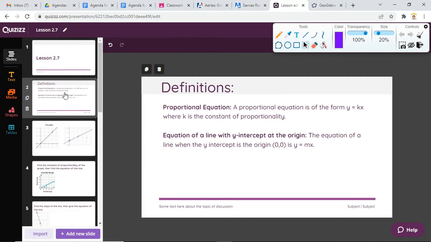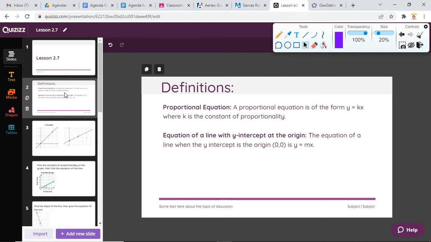The first one is a proportional equation. A proportional equation is of the form y is equal to kx, where k is the constant of proportionality. Remember what I told you guys about slope and constant of proportionality. If the line is proportional, meaning it is a straight line through the origin, then slope is the same as constant of proportionality. They're exactly the same.